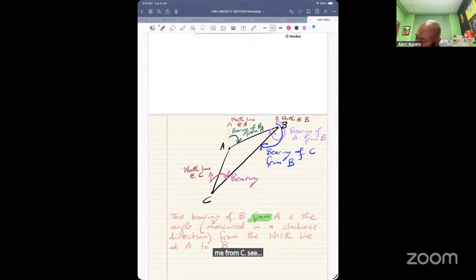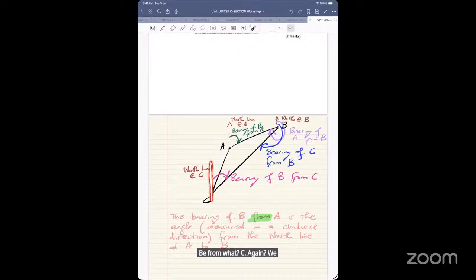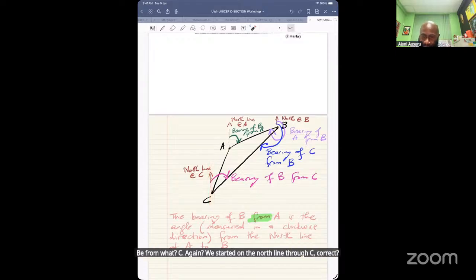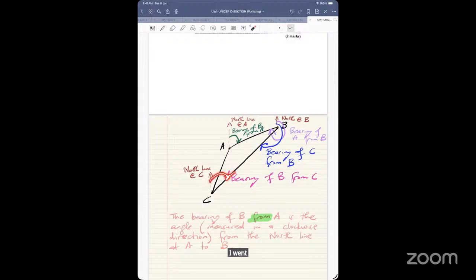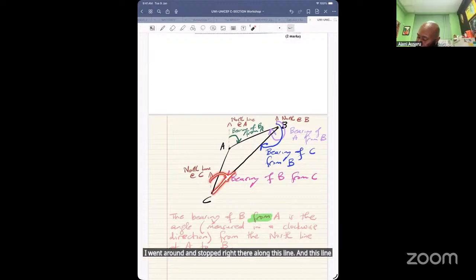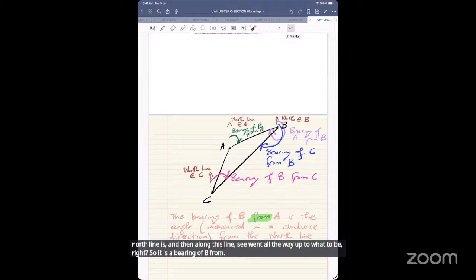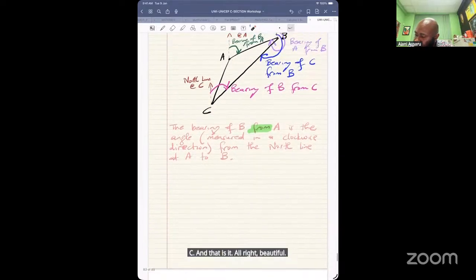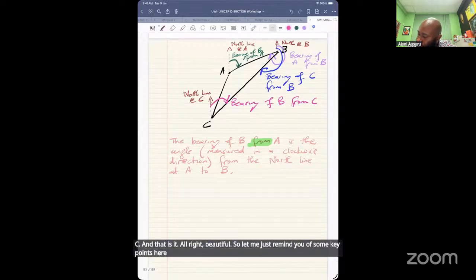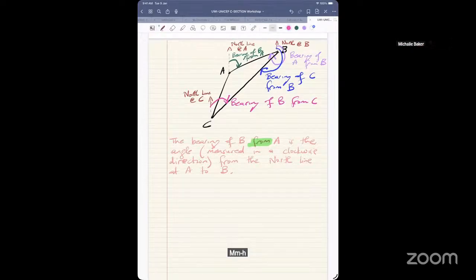Let me write it for you. Bearing of B from what? C. Again, C. We started at the north line through C, correct? Yes, sir. And we went around and stopped right there along this line. And remember we started at C. So if you started at C right here, that's where the north line is. And then along this line, we went all the way up to B, right? So it is a bearing of B from C. And that is it. All right, beautiful. So let me just remind you of some key points here about bearings. All right, everybody with me so far?